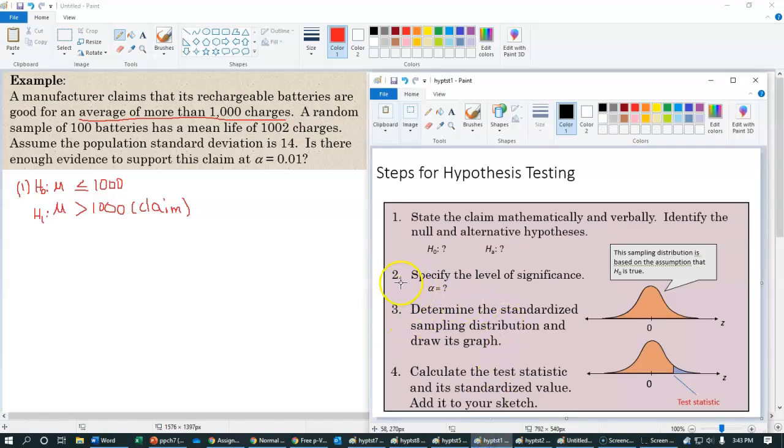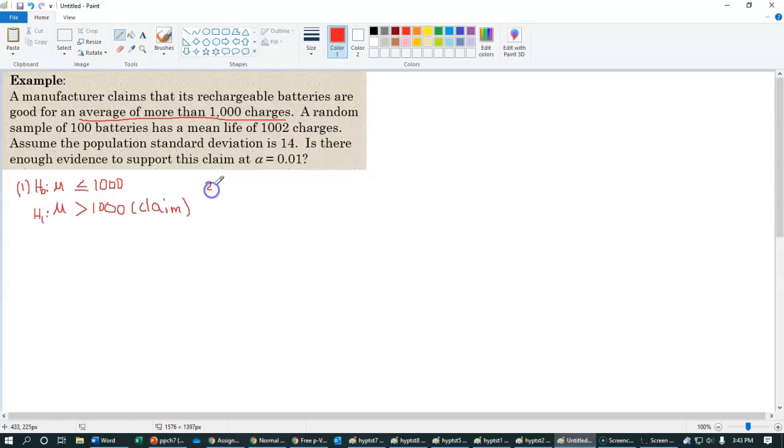Step number 2, specify the level of significance. Basically, what you have to do here is find out how much alpha is. And my alpha, you can see it here, is 0.01. That's all you have to do in step 2.